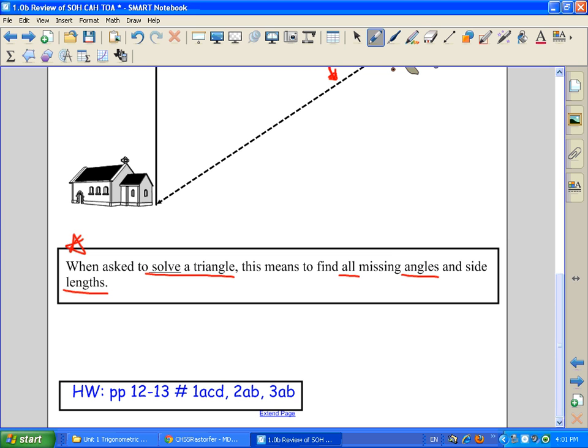Okay, and here's tonight's homework. Page 12 and 13, numbers 1ACD, 2AB, and 3AB. Just a reminder not to write in those workbooks because we treat them like textbooks.